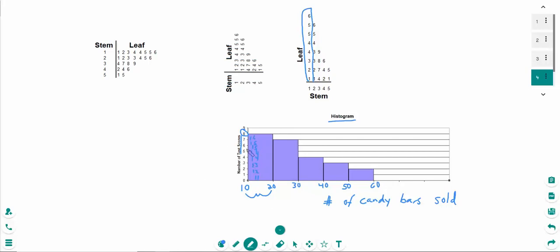All right, that is called a histogram. And we're not going to go into this too much. I don't think they're going to ask you to create histograms, but they're probably going to have you interpret some histograms. All right, so let's interpret some.